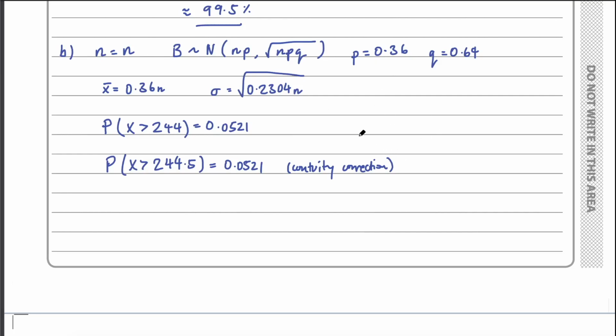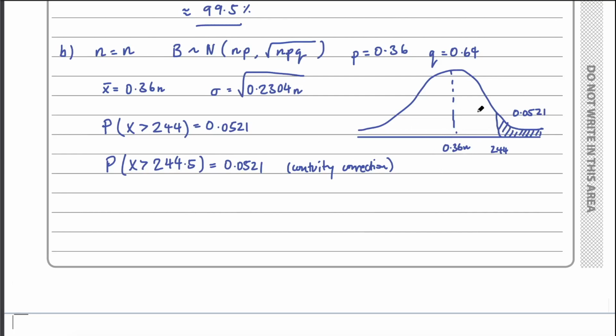So we're looking at a normal distribution here with some mean we don't know yet because we don't know n, but we have a probability. And let's say 244 is up here somewhere. Again, because I don't know the sample size, I don't know where 244 would be on this normal distribution, but let's just say it's here because we've got a fairly small probability there. And the probability of getting results bigger than this is 0.0521. And again, we've got a mean of 0.36n.